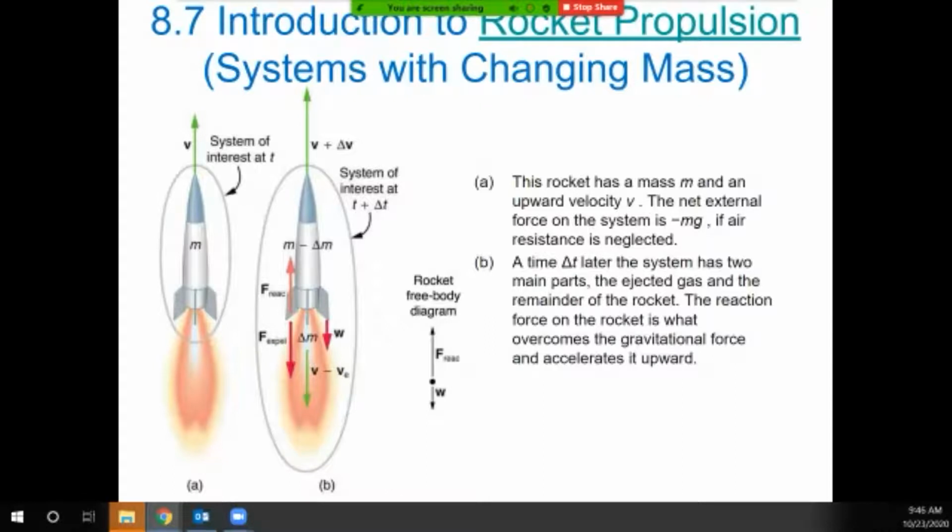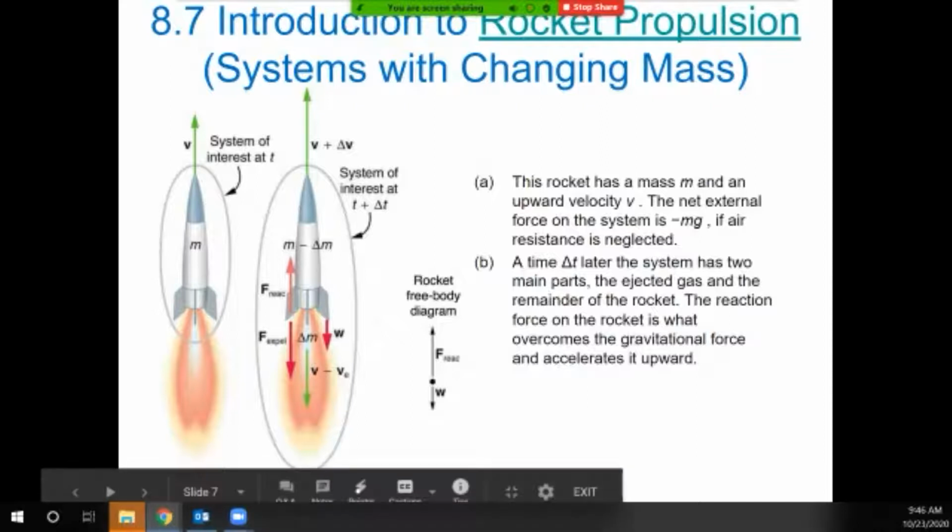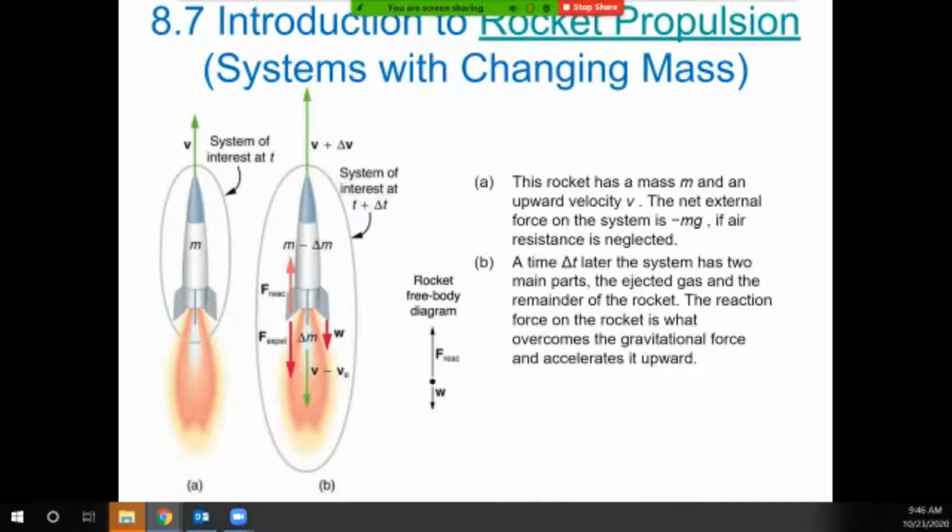If you remember Newton's second law, when you have a changing mass, you can also get a resulting force on the object. So that's the expelled gas over here, which gives the reaction force. Because the rocket has to push the exhaust gas out, in reaction to that, the rocket will receive a reaction force, which is called the thrust of the rocket.